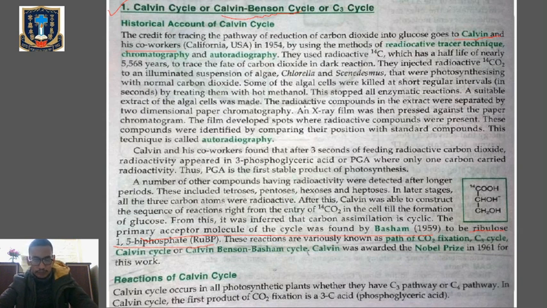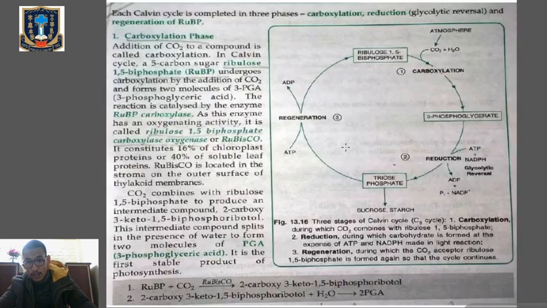In the Calvin cycle, the first product of carbon dioxide fixation is a 3-carbon acid called phosphoglyceric acid. Kindly remember this. The first product of carbon dioxide fixation in the Calvin cycle or C3 cycle is a 3-carbon acid called phosphoglyceric acid. So this is very important. Now we'll go into detail and look at the different phases of the Calvin cycle.